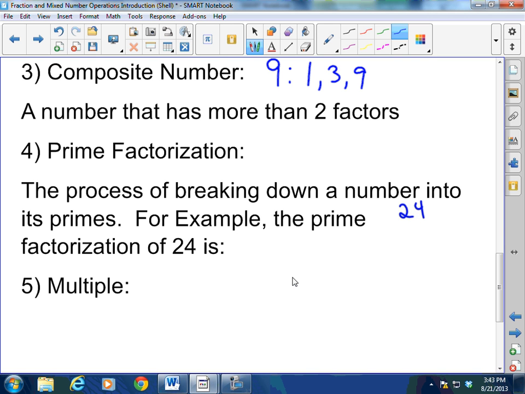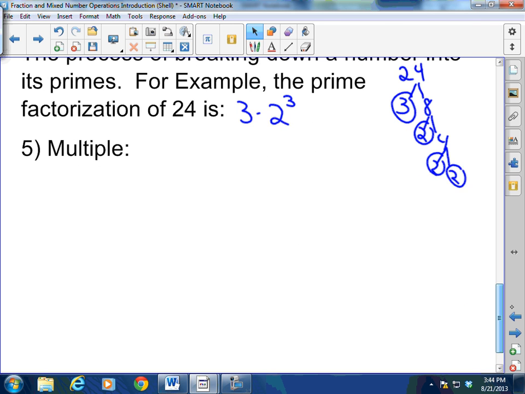Okay, so the prime factorization of 24. Well, let's see. What are 2 factors of 24? I'm going to go ahead and say 3 times 8. 3 is prime. 8 breaks up into 2 times 4. 2 is prime. 4 breaks up into 2 times 2, which are prime. So the prime factorization of 24 is 3 times 2 to the 3rd power, or 2 cubed. That is the prime factorization of 24. So prime factorization is when you break down a number into all of its prime factors.